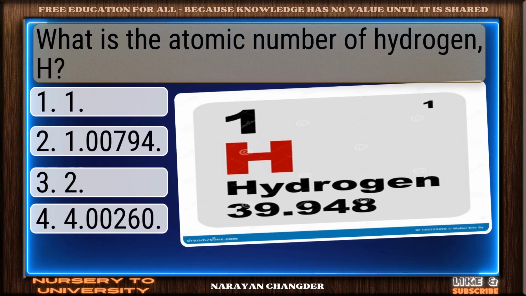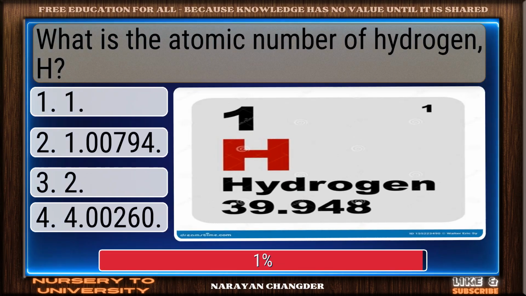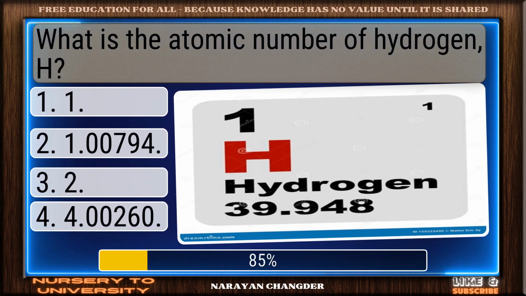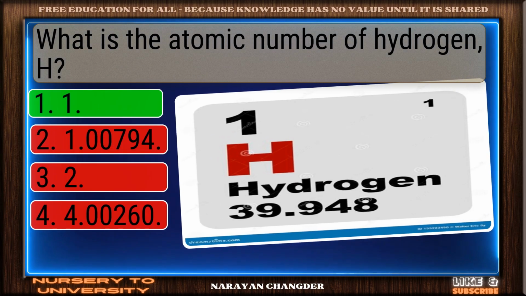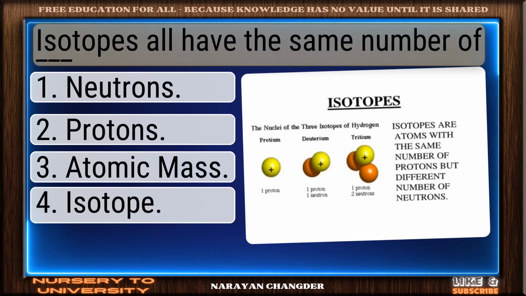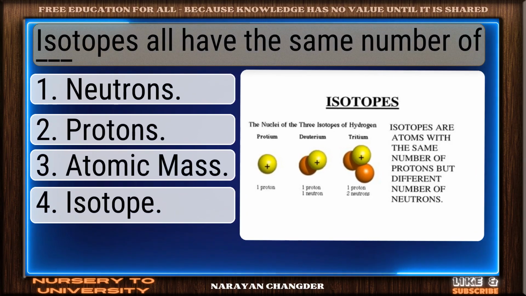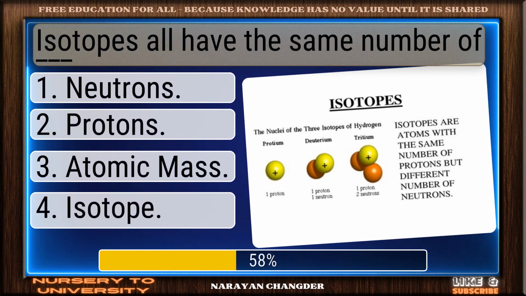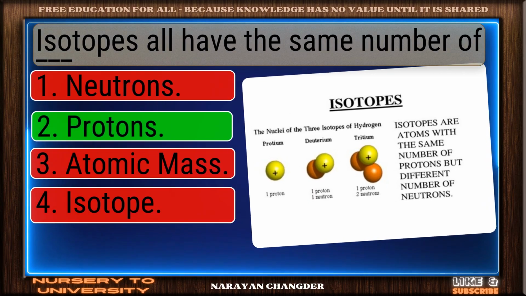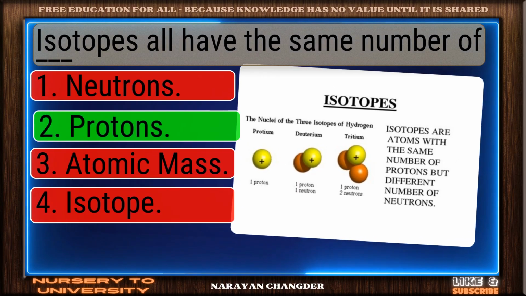What is the atomic number of hydrogen? H. You chose 1, and it is correct. Isotopes all have the same number of... Smart pick. Protons is the correct choice.